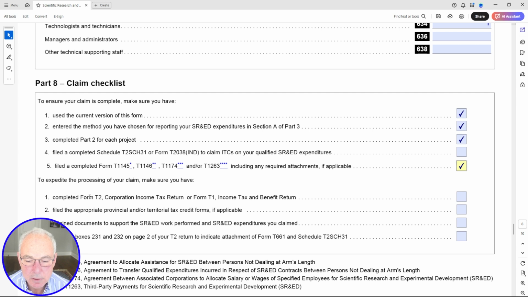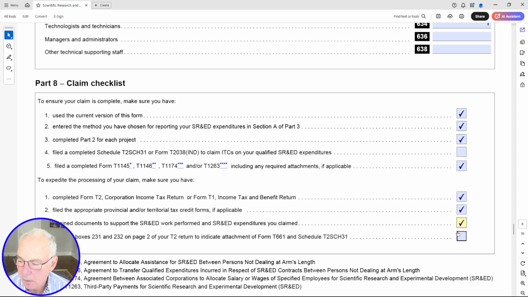It does also say that you need to complete your T2, which is your corporate income tax. And that means that in order to file your SRED claim, you have to have a corporate income tax return attached to your SRED claim. Do we have all the provincial forms? As I said prior, we're going to look at that in a separate video, and I'll show you how to complete all those. So we'll have our separate forms for the tax return, and then we'll have our separate forms for the provincial returns. We'll have our separate form for the SRED return and the Schedule 31.